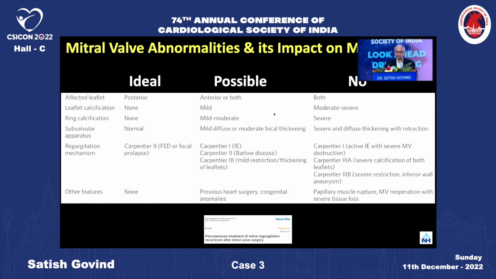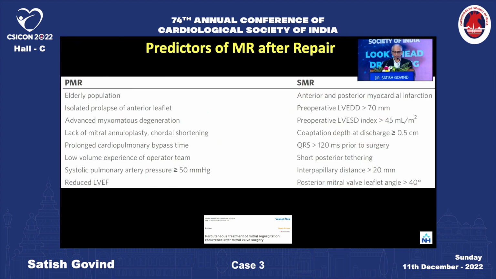If it's a bileaflet involvement, then the success of the repair is not so good. Heavily calcified valves, the mitral ring, if it is heavily calcified, the subvalvular apparatus, significant disease of the subvalvular apparatus. And then again, if the leaflets are not of good quality, again, the repair doesn't really work. So these are some of the situations where the repair is not a good choice.